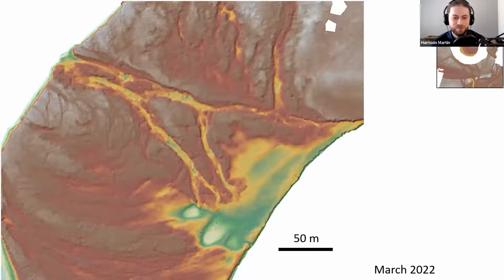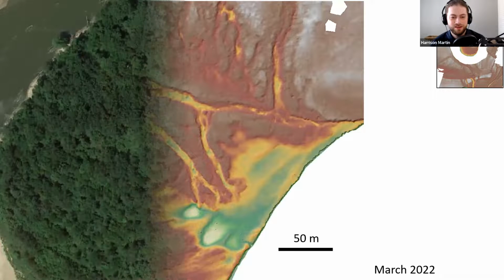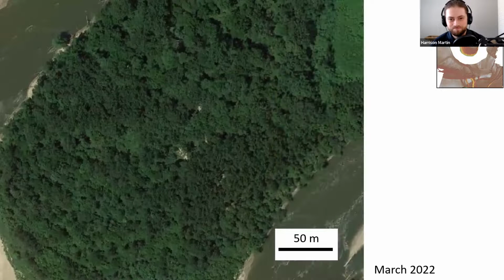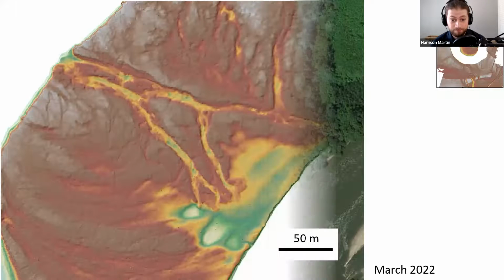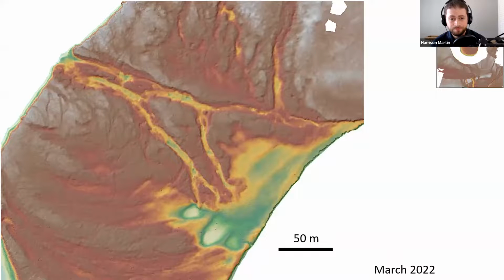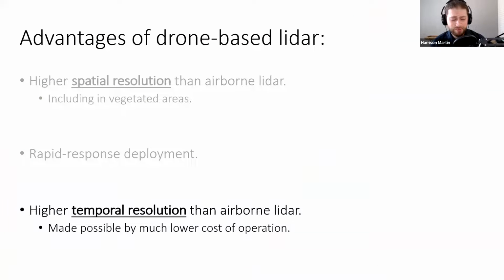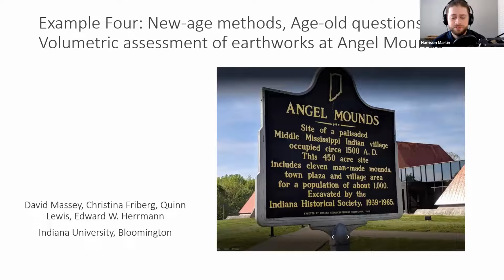And it's worth highlighting at this point that the evolution we just watched was happening under a forest. Without lidar, we wouldn't know it was there, much less be able to map its evolution over time. So temporal resolution is important for a lot of research questions because of the lower cost per flight.